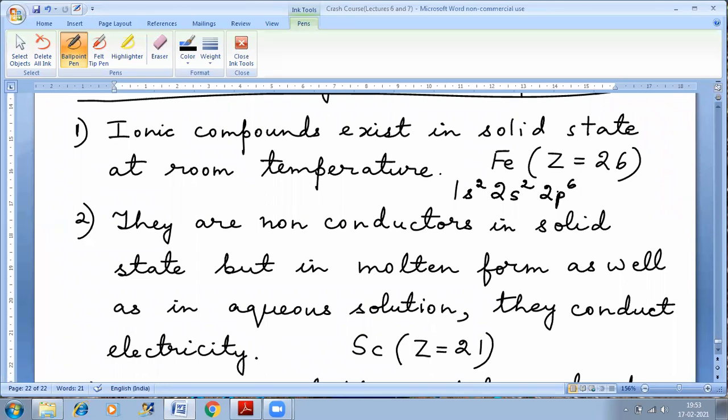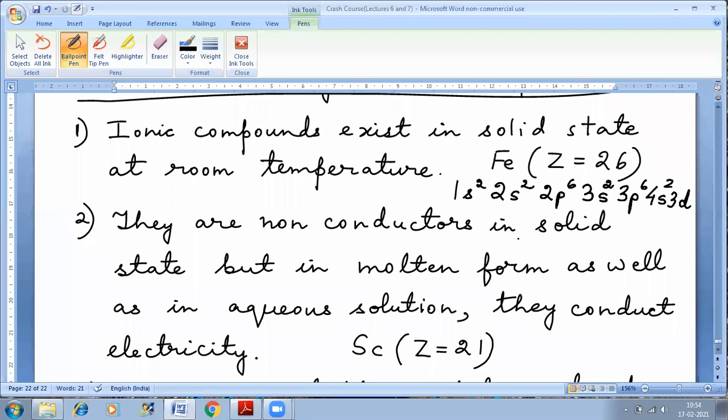What should I write after this? After 2p it is 3s. So 3s2. After 3s comes 3p, 3p6. After 3p comes 4s, and the maximum capacity is 2, so 4s2. And after 4s again we have 3d, right? Now how many electrons should you write in 3d?